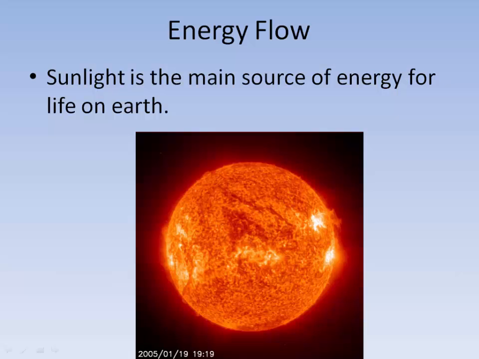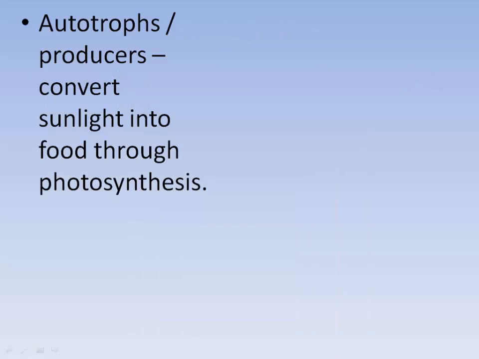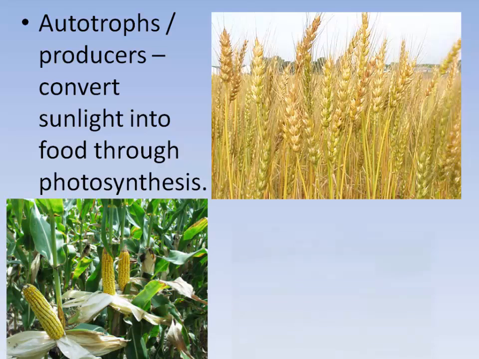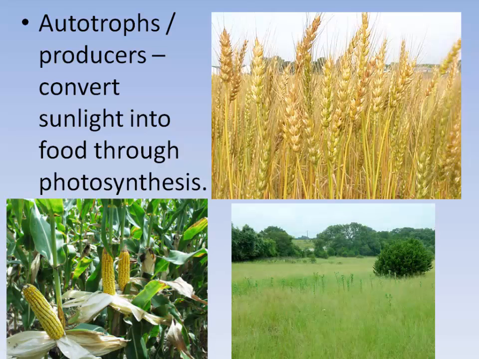Now, living things need energy, and sunlight is by far the main source of energy for life on Earth. There are some forms of life that don't depend on sunlight, but the vast majority of life on Earth depends on the sun for energy. Autotrophs, or producers, take that sunlight and convert it into food through photosynthesis. So, plants are what we're talking about. So here are some examples of different plants that take the sunlight and convert it into food.